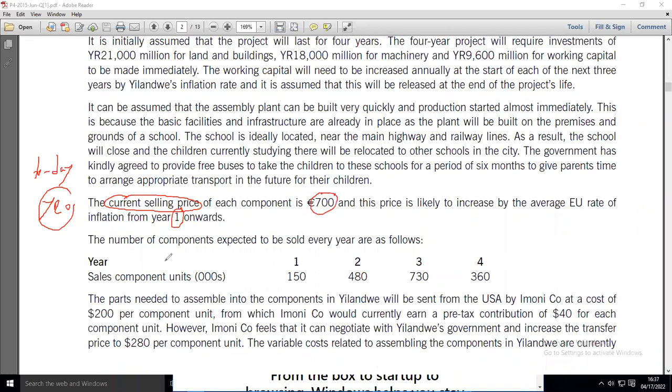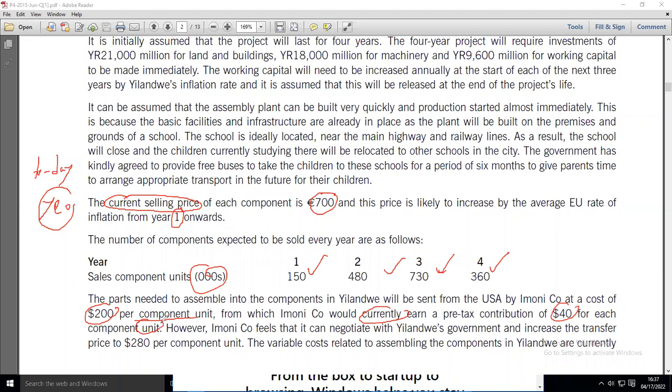So that gives an idea of some of the weightings. The number of components to be sold, these are thousands, are 150, 480, 730, and 360. So that gives an idea. The parts needed to assemble into components in Y will be sent from the USA at a cost of 200 per component, from which I would currently earn a pre-tax contribution of 40 per component.